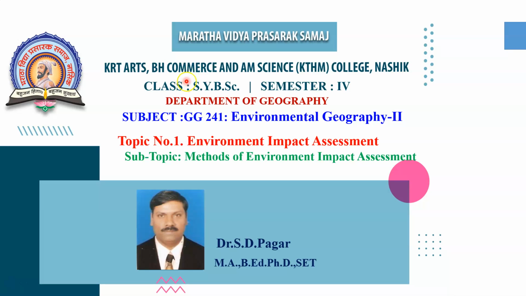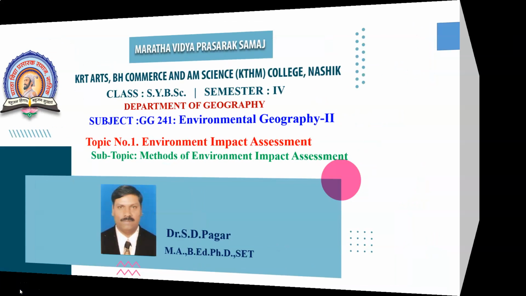Dear student, this is our SYBSC Geography class, semester 4, and the title of our subject is Environmental Geography Part 2. The code of our subject is GG241, and today we are going to discuss our first topic, that is Environment Impact Assessment. In this topic we have a subtopic, that is Methods of Environmental Impact Assessment.